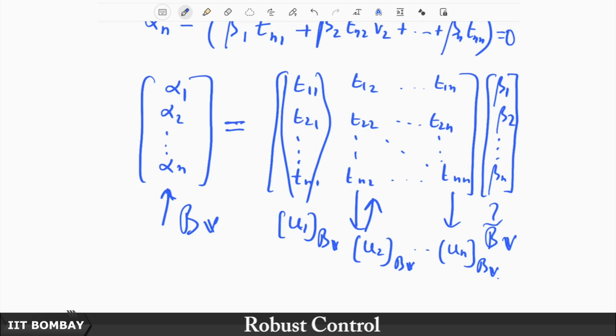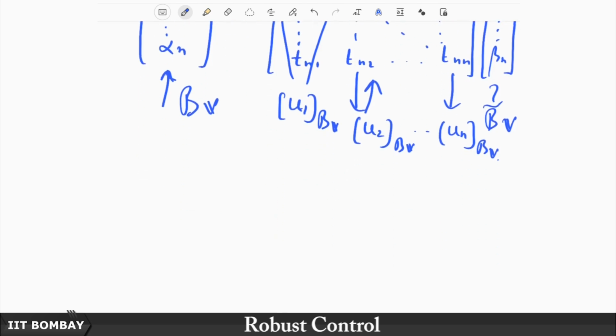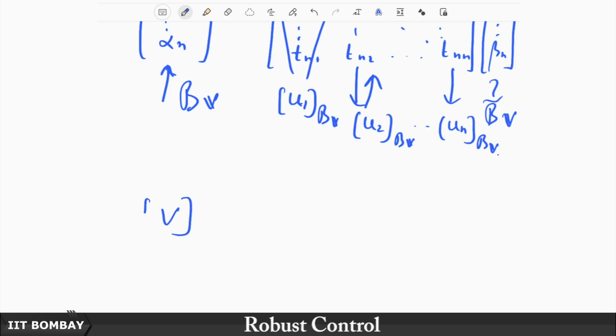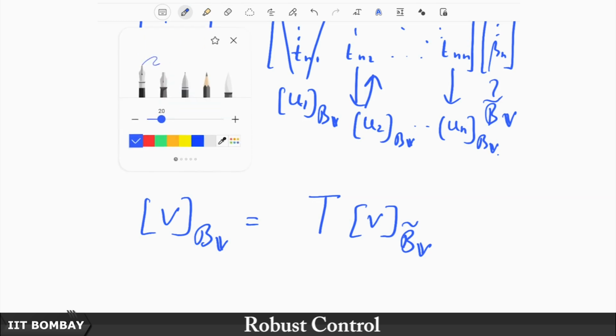So, I have a new basis in terms of which I want to express my vector, that is these betas, and I do not know these betas. What I know is that, if I may now write this here, this is basically V represented in terms of BV, this is going to be T, the matrix T, and this is V represented in terms of B tilde, right. So, if I want to get from this B tilde to this B, then I need knowledge about this matrix T here.